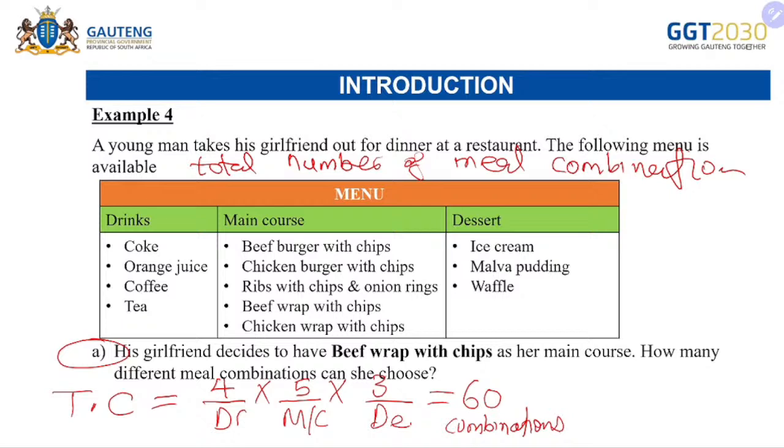Remember, I said there is a mistake with this question. This is the second question. The first question asks about the total number of meal combinations. It's the total number of meal combinations.